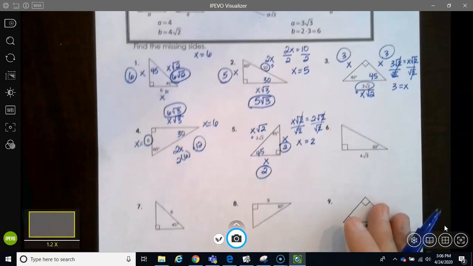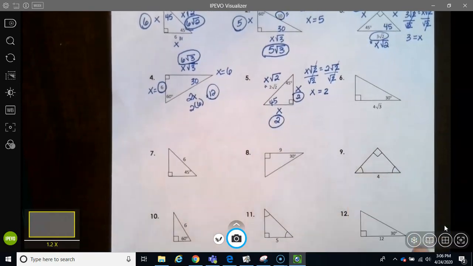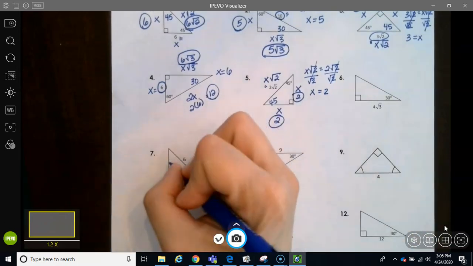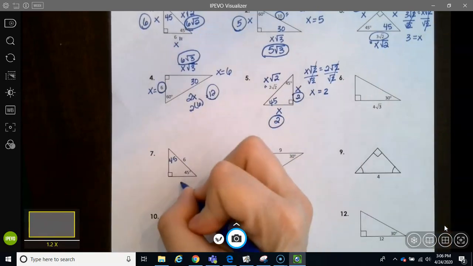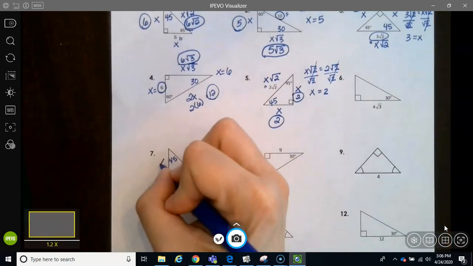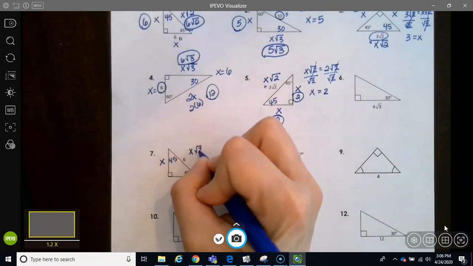I'm going to go ahead and skip number 6. It's real similar. I'm trying to find ones that might not be so obvious how to work them. Let's look at number 7. This ends up being a 45, 45, 90 triangle, so our representations are x, and for the hypotenuse, x square root of 2.